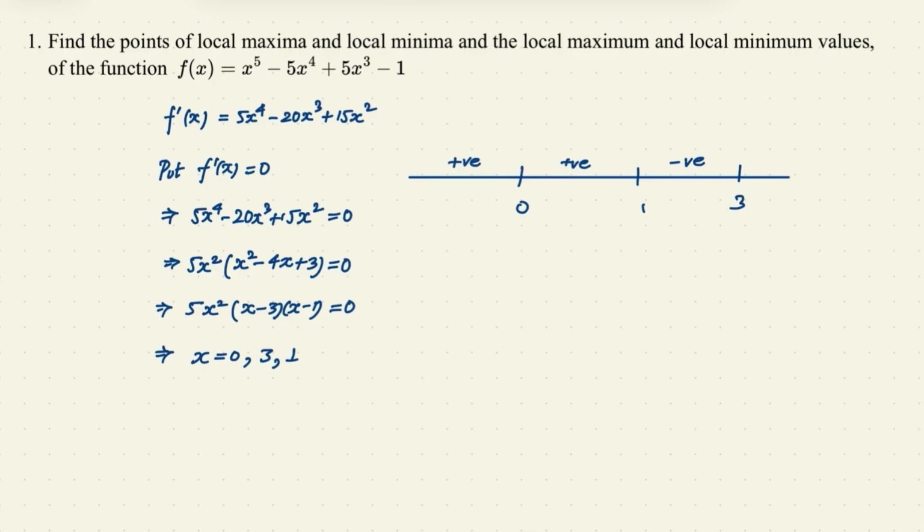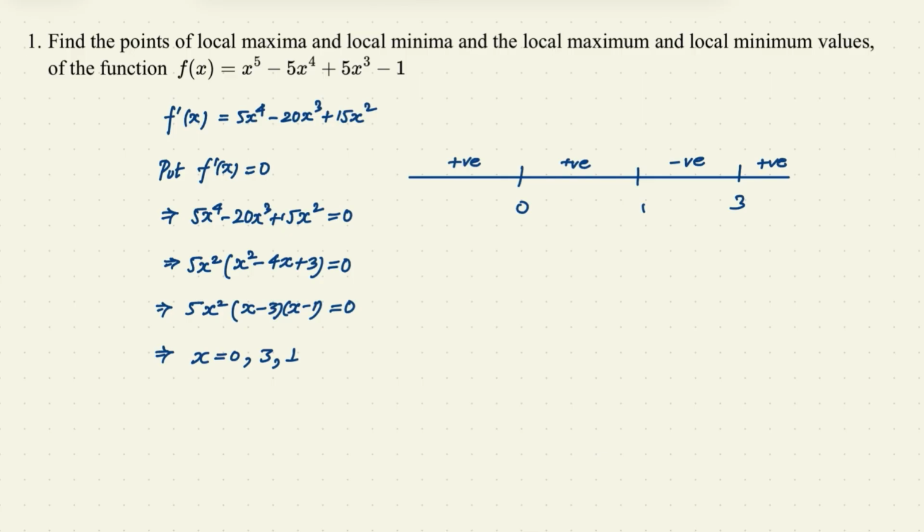Now let us choose another point more than 3 and let that be 4, and let us put it here, then it will be 4 square, which is positive, 4 minus 3 is positive, 4 minus 1 is again positive. So positive times positive is positive. That means in this interval f dash x is positive.